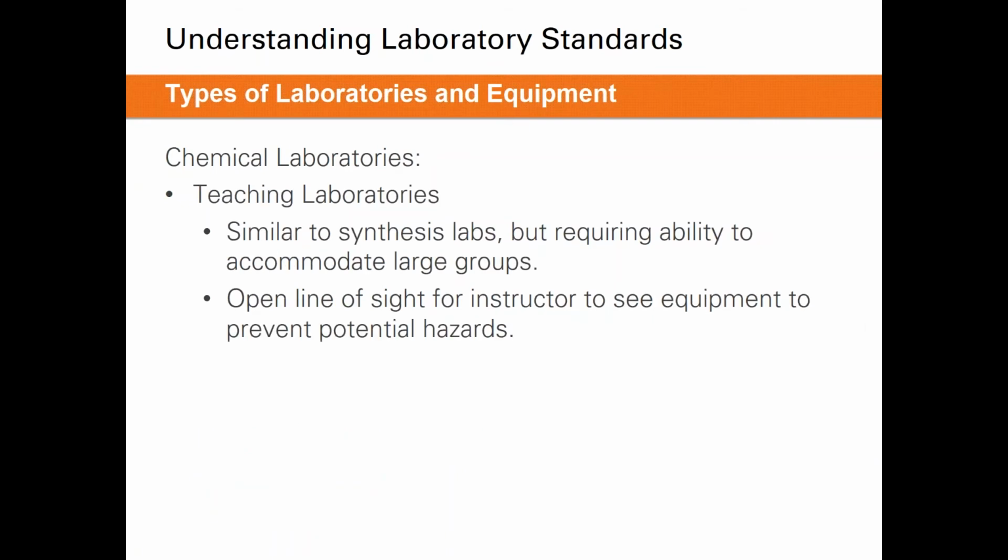The next type of space that we have in the chemical laboratories is considered a teaching lab. Now these ones are similar to synthesis labs in application, but they are requiring accommodation for large groups and also open line of sight for instructors to see equipment to prevent potential hazard. So these might be large rooms with 20 fume hoods around the exterior of the room, or they may be fume hoods in the center of the room, but with glass sides so that the instructor can see through everything. Teaching labs are included in the scope of ANSI Z9.5 and NFPA 45.